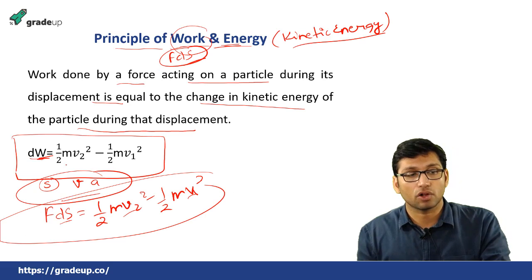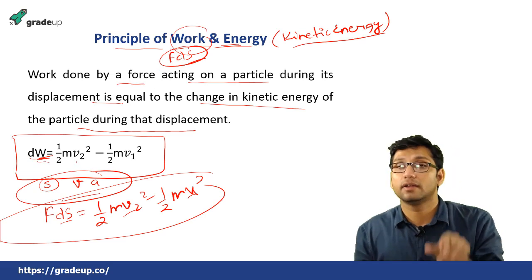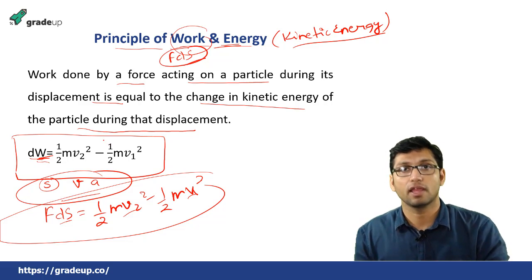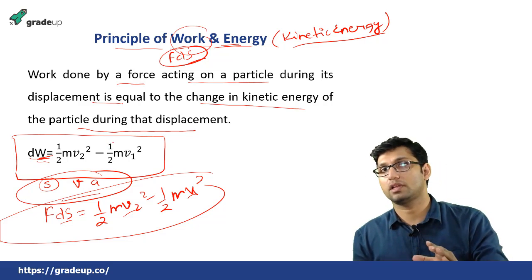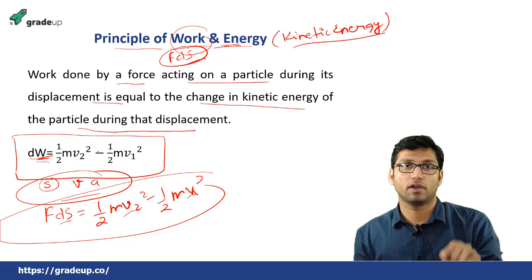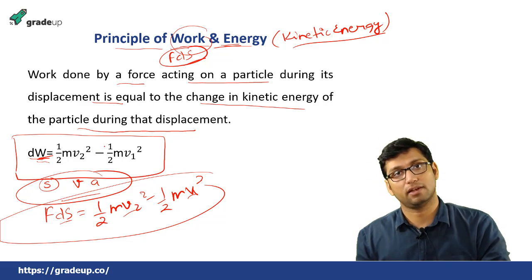If the acceleration is not given, then also you can find the velocity. This is the good thing about the principle of work and energy: if you know the displacement and the initial and final velocities, then you can easily find the velocities without knowing the acceleration.